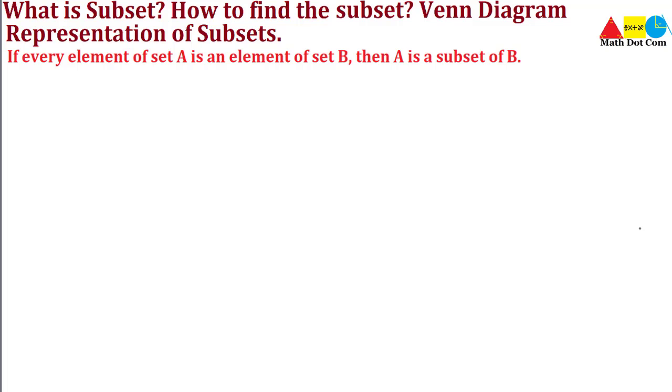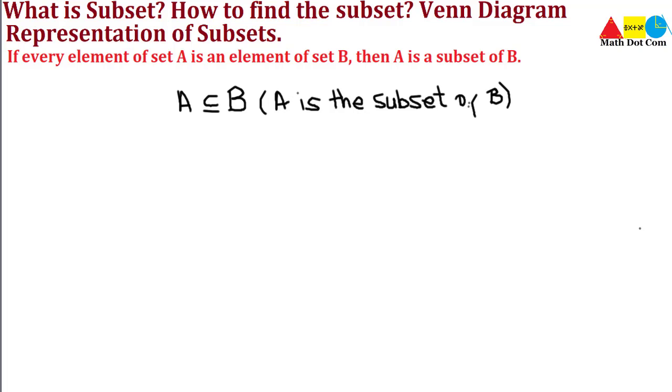If you don't understand it, we can understand it by using an example, and you can definitely understand it well when you are given the sets A and B, and then we will see how you can find the subsets. But before that, let's see how it is represented. You can represent it as A is the subset of B. The symbol between A and B is the subset symbol. If A is the subset of B, then you write this symbol, and you can read it as A is the subset of B.